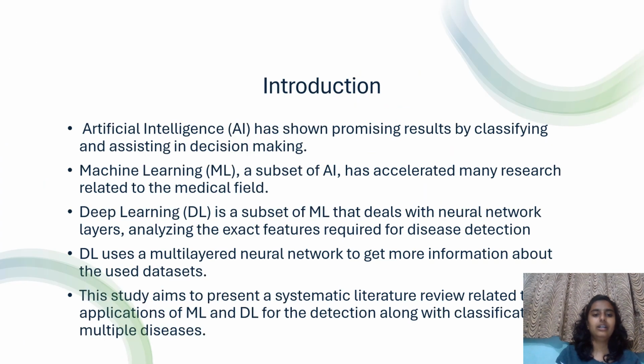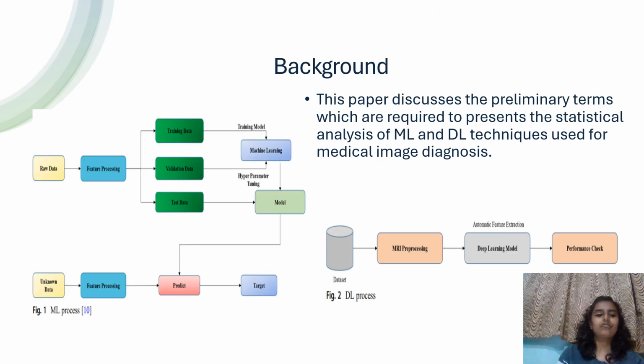First, we can see introduction. Artificial intelligence has shown promising results by classifying and assisting in decision making. Machine learning, a subset of AI, has accelerated many research related to the medical field. Deep learning is a subset of machine learning that deals with neural network layers, analyzing the exact features required for disease detection. DL uses a multi-layered neural network to get more information about the used datasets. This study aims to present a systematic literature review related to applications of ML and DL for detection along with classification and multiple diseases.